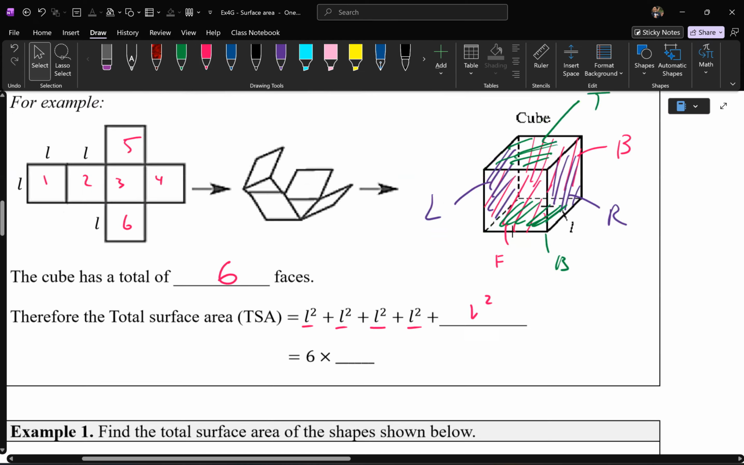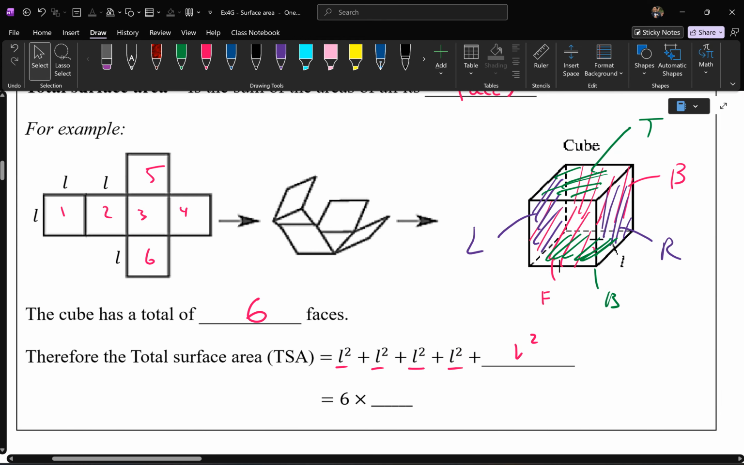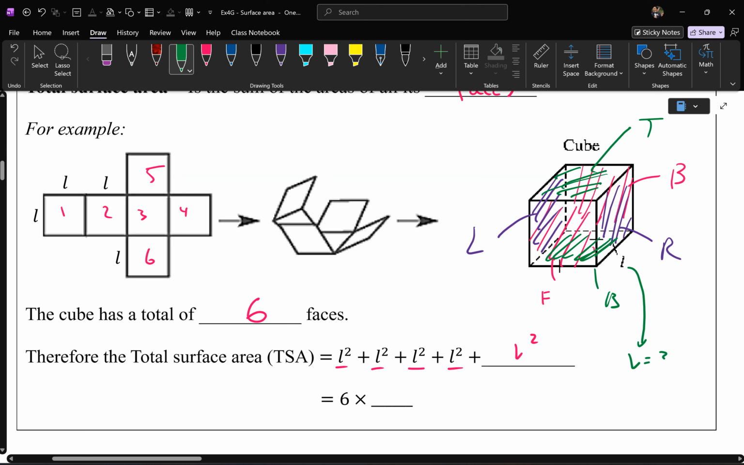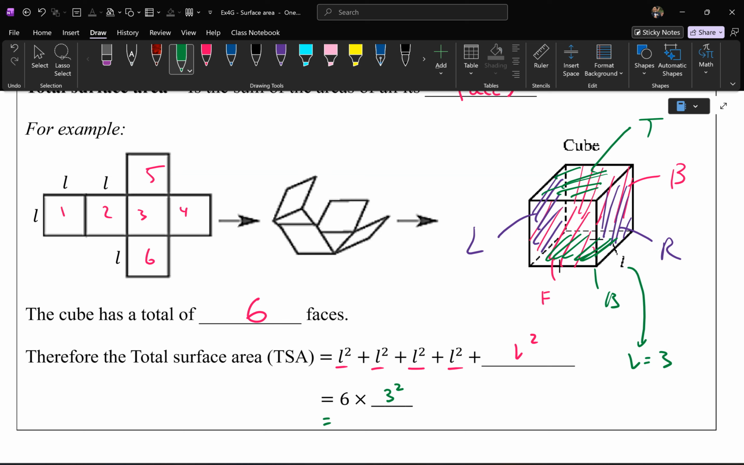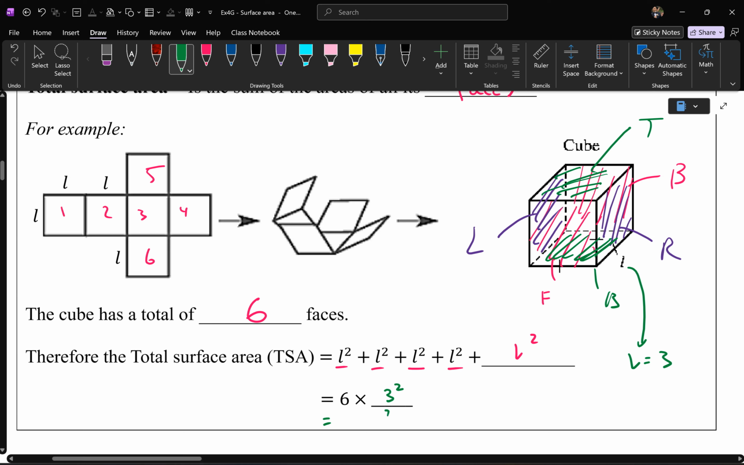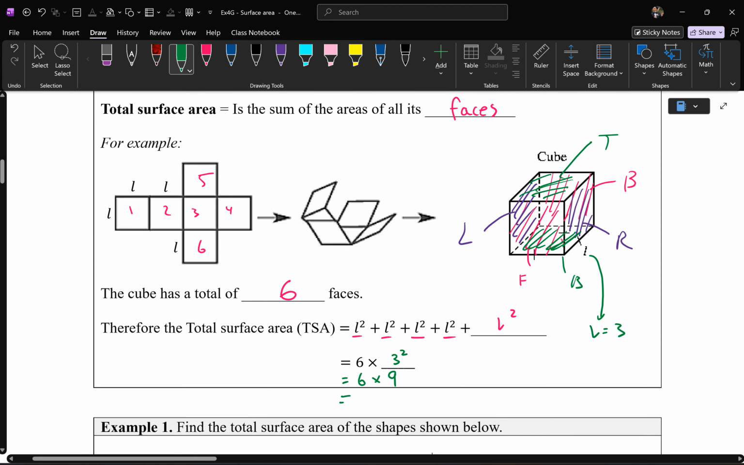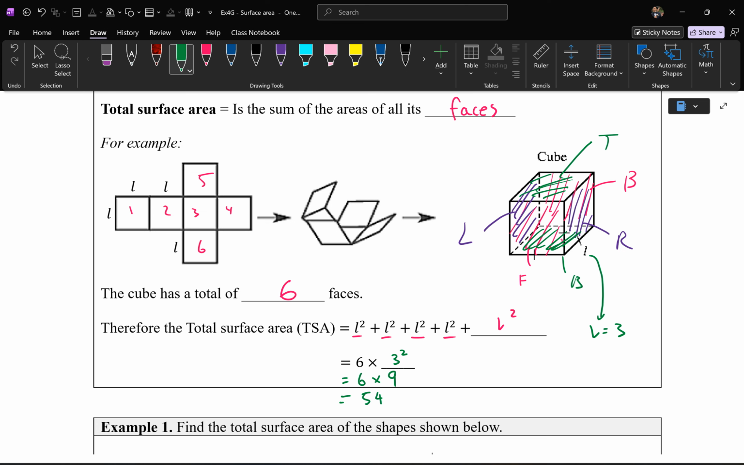Okay? All right, let's put it together. So in a cube, I just need to know what one of the sides is. If the side was 3, so as an example, if L was equal to 3, then it'd be 3 squared. Now be careful, 3 squared is not 3 times 2. It means 3 times 3, which is 9. So in this example, you would have had a total surface area of 6 times 9, 54. And because I didn't give you any units, you can then just say squared units.